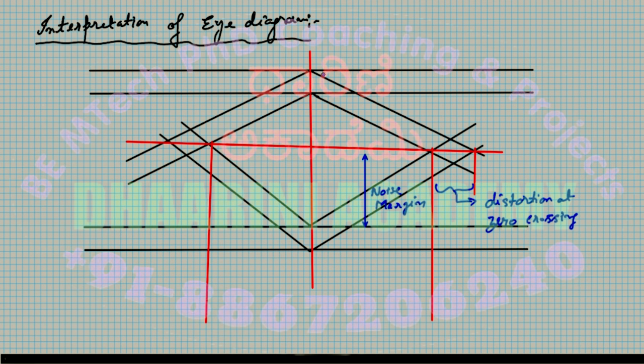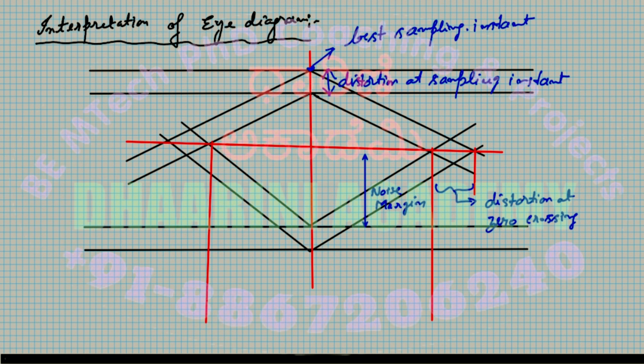We can also measure another parameter between these two lines. This distance is basically referred to as the distortion at the sampling instant, measured over here. This particular point, which is the exact tip, is called the best sampling instant. If you want to sample the signal, you should do it here.